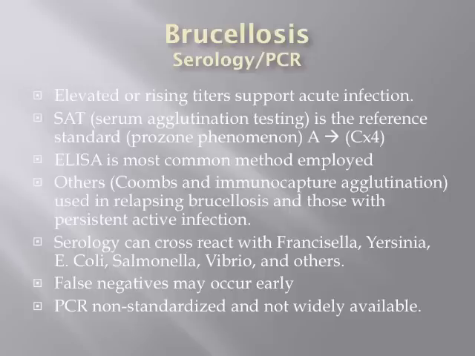There are other titers that are also useful in relapsing brucellosis and those with persistent active infection. But remember that serology cross-reacts with other pathogens as well. So you may get cross-reaction in someone with tularemia, with Yersinia, and the others listed here. Unfortunately, a PCR test is not standardized, is not widely available. So you're not going to have a lot of luck with Brucella PCR, but it's always a good idea to check with the CDC to see what detection methods they have available.